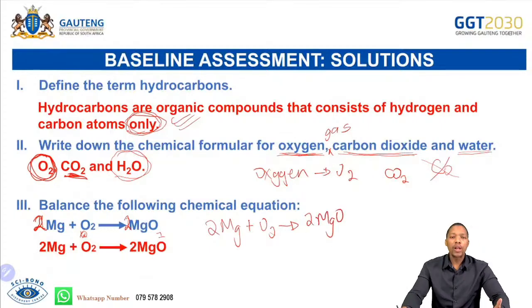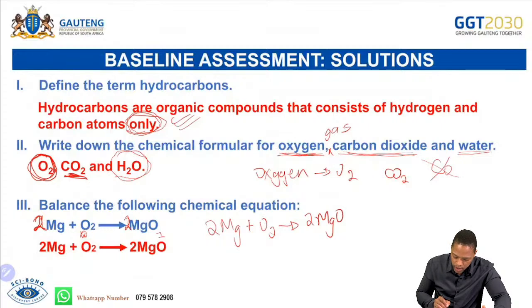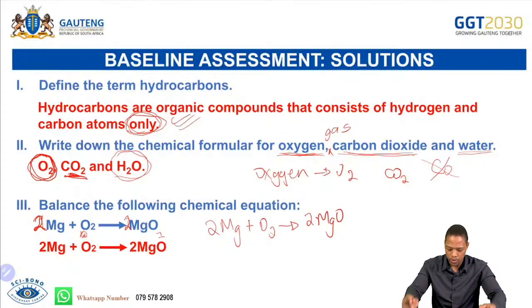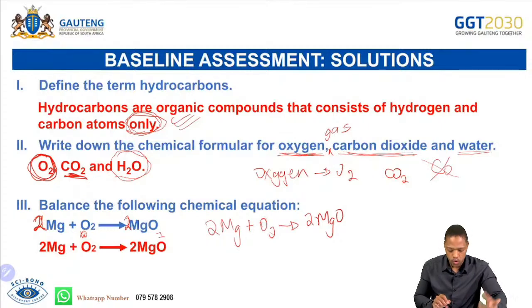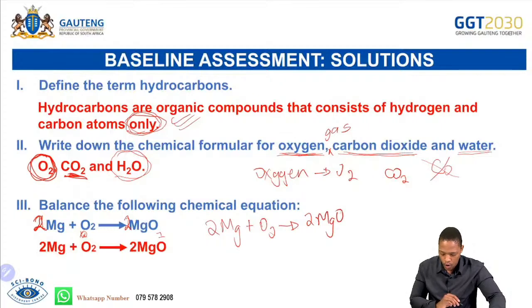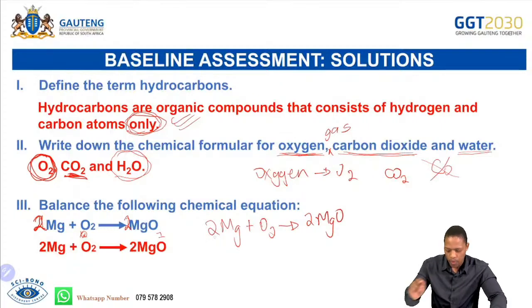Right, now let's check. Now I have 2 magnesium atoms, and on the other side I also have 2 magnesium. Well, maybe not atoms, but 2 magnesium in terms of the amount. Also 2 on the other side. And when I check the oxygen, it's also O2. So I have 2 oxygens here, and on the other side I also have 2 oxygens. Now the chemical equation is balanced. Everything is the same from the left-hand side to the right-hand side.